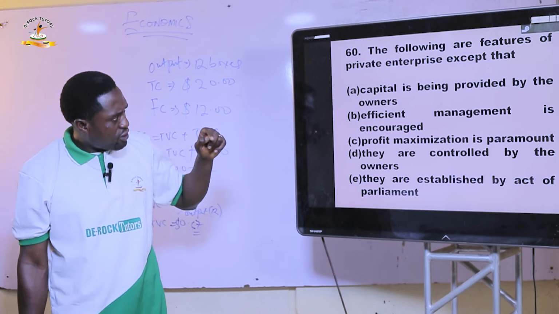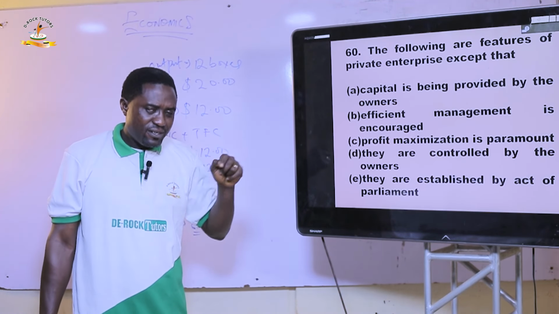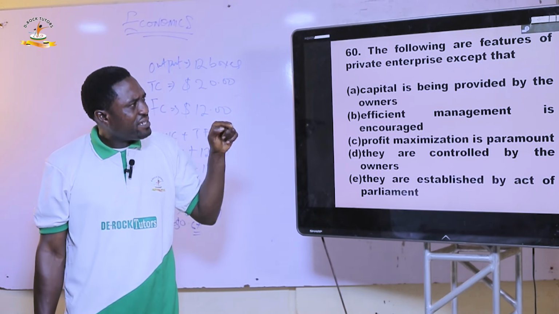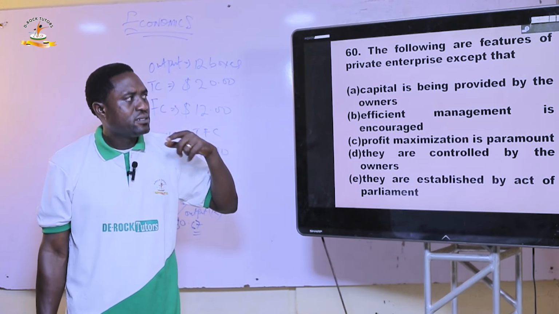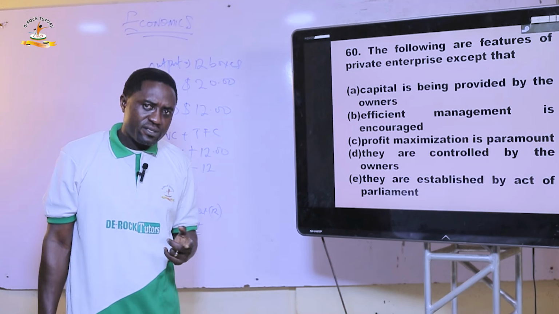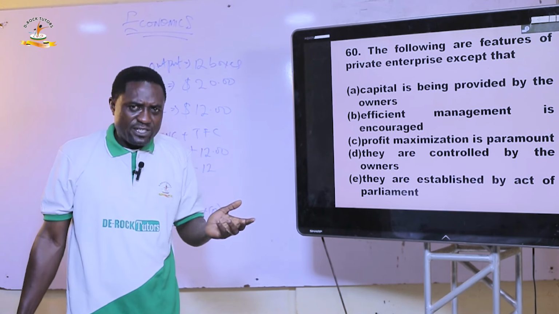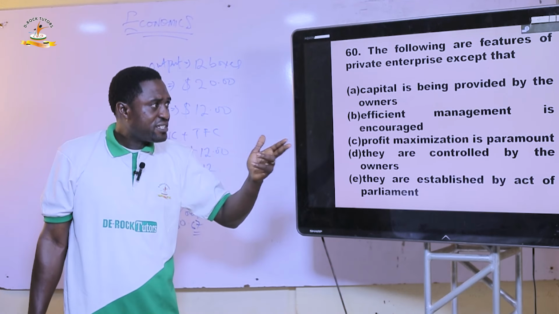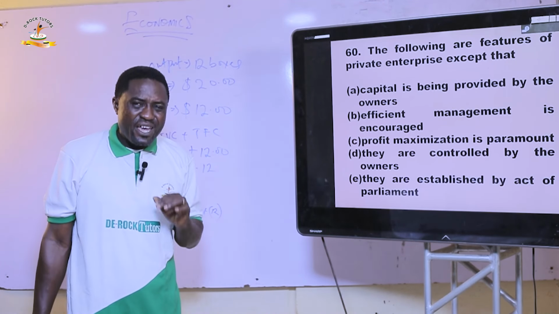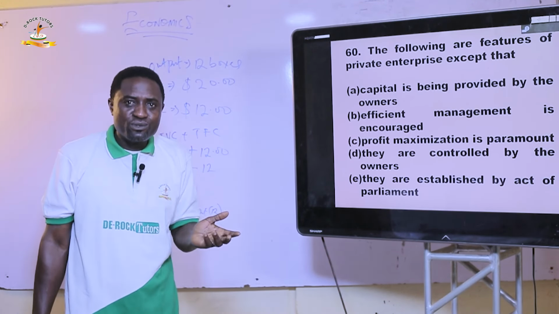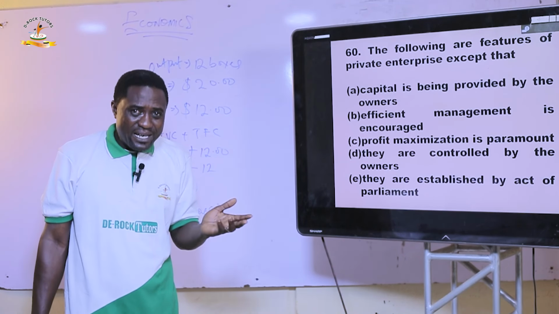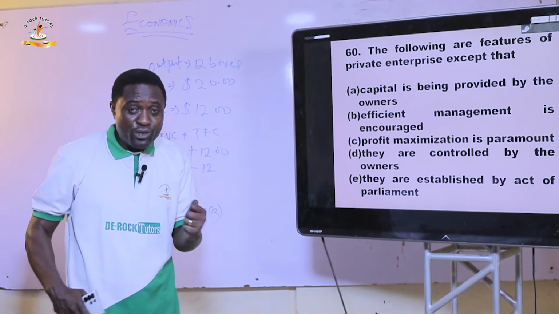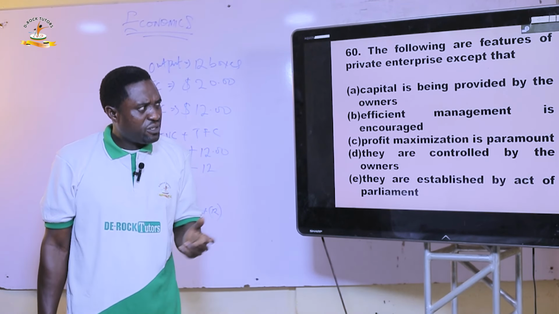The following are features of private enterprises, except that capital is being provided by the owners. Under private ownership, capital is provided by the owner. You provide it, you look for it. Efficient management is encouraged, because you would not want to run into debt. You want to do it well so that you can maximize profits. You put all your energies in. So it's one of the features.